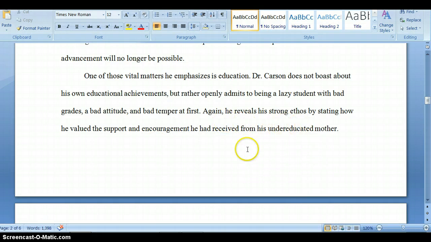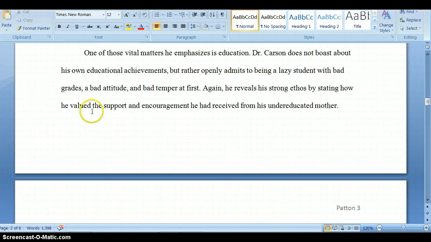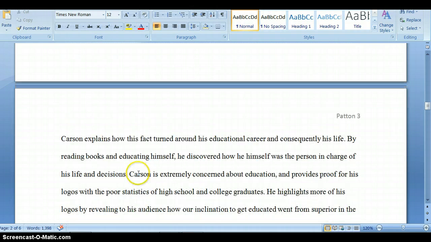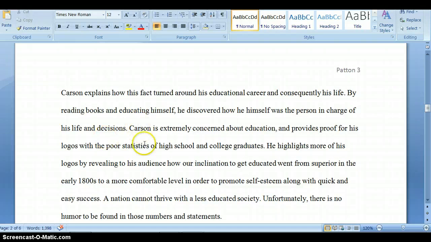Again, he reveals his strong ethos by stating how he values, and I would change that to values because we want to stay in present tense, the support and encouragement he received from his undereducated mother. And she was amazing. She was actually 13 when she got married, one of 26 children, had to work 3 jobs to support her 2 sons, and she would not let them slack off. I can't talk enough about how amazing she was. She made them read books, and both sons turned out. She would not let them be enabled in any way, and they both turned out very successful.